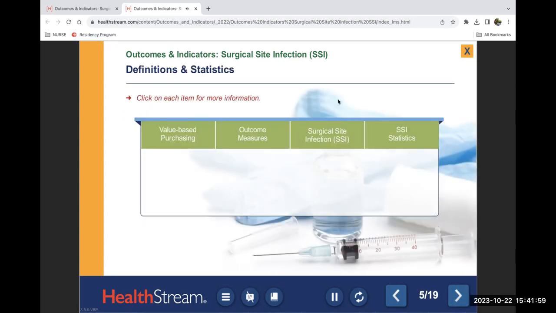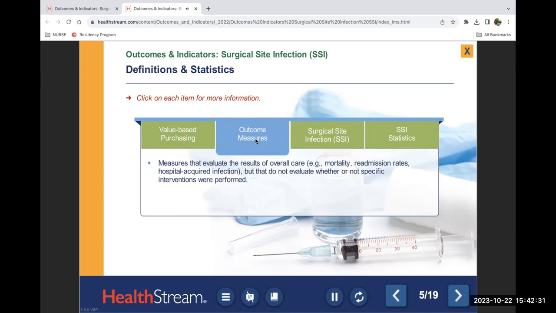Click on each item for more information. Value-based purchasing describes care purchased by an insurance company from an organization based on the quality outcome measures for that organization. For example, an insurance company is more likely to pay for care from an organization with better patient outcomes than from an organization with poorer patient outcomes. Reimbursement may also be guided by the use of the outcome measures. Measures that evaluate the results of overall care, for example, mortality, readmission rates, hospital-acquired infection, but that do not evaluate whether or not specific interventions were performed.